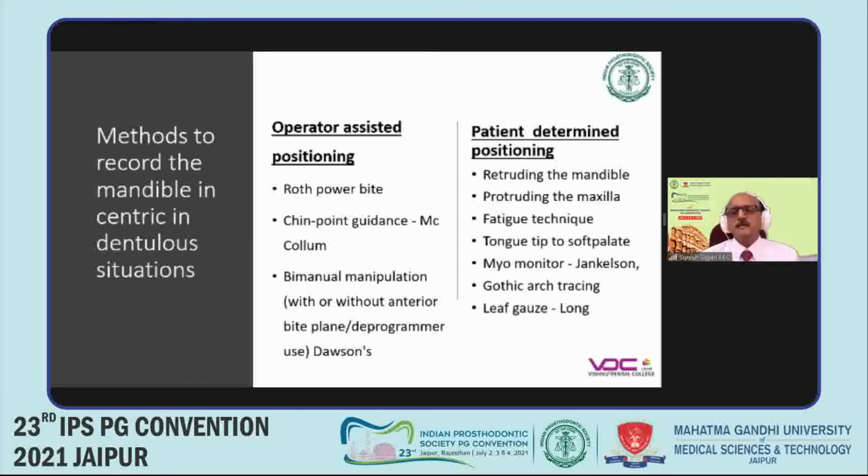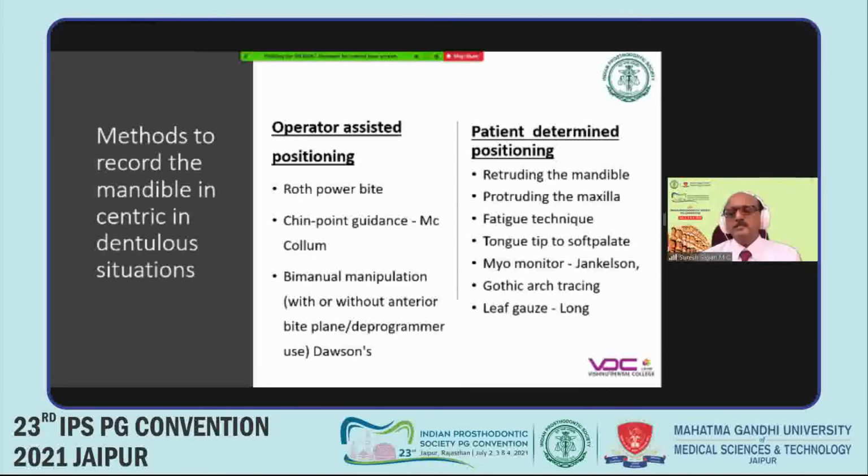Myomonitor is another technique that was described by Jankelson, and he said to put the TENS unit on the masseter and the temporalis, have the muscles in relaxation, and then ask the patient to close. That was very popular when it came up, but a lot of studies found that when you use the TENS and get the muscles relaxed, it may not be truly centric, and it is slightly anterior to the actual centric.